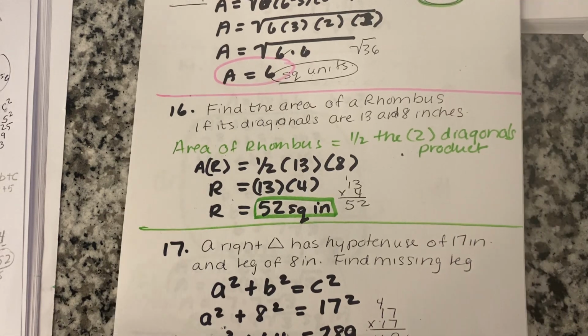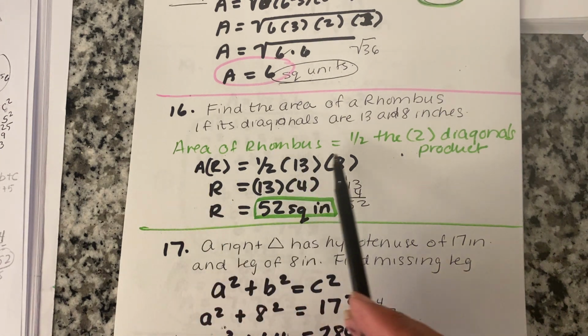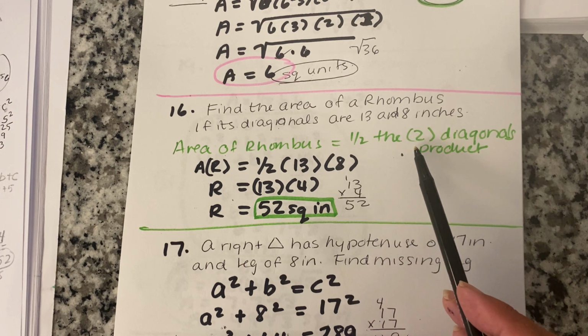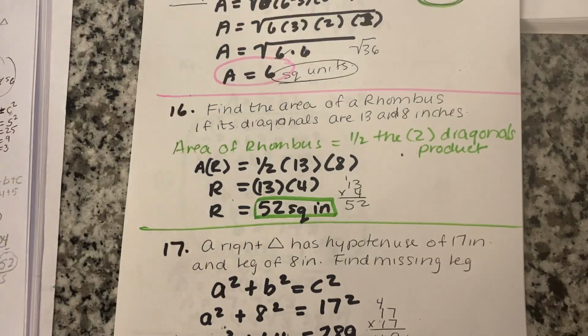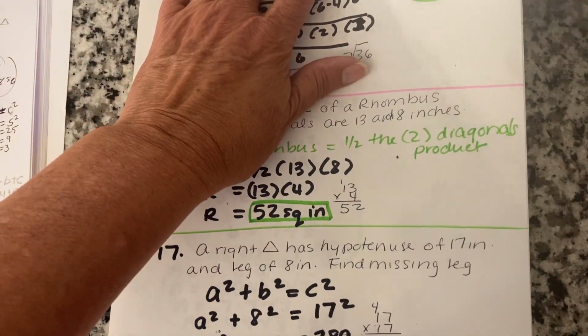Okay, number 16. Number 16 says, find the area of a rhombus if the diagonals are 13 and 8 inches long. Ooh, we get to use our formula again. So the area of the rhombus is 1/2 the product of the two diagonals. So where do we have that? Let's look at our book, see where we have that.